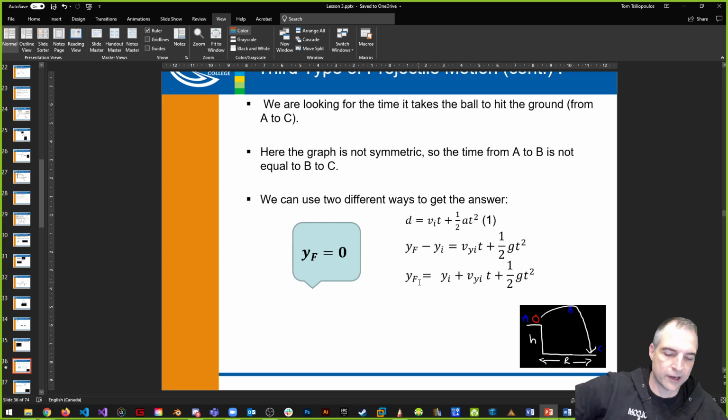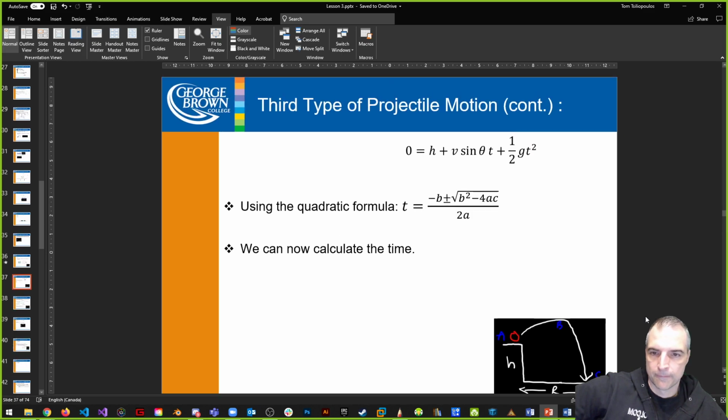Instead of y final, we can say it's position. We can sub in position instead of y final if you want to. It'll be the same idea, right? Final position is equal to the initial position plus the initial velocity times time plus 1/2 at squared. Same formula over and over again. All right, so using the quadratic formula, which is what we're going to have to do, we can now calculate the time.